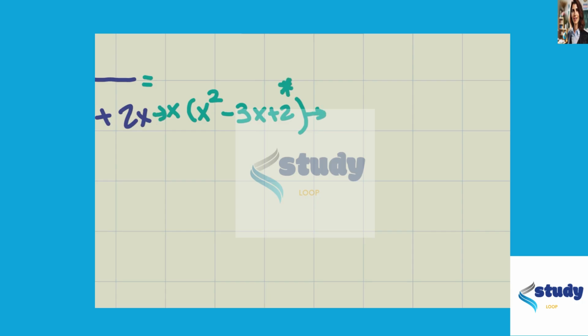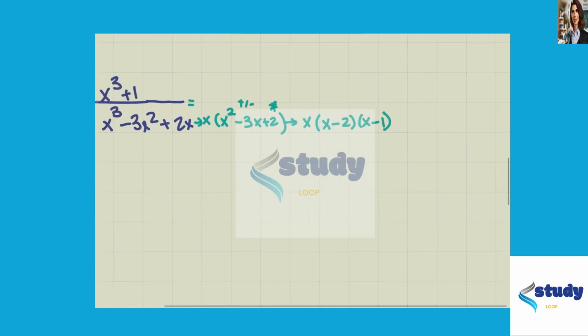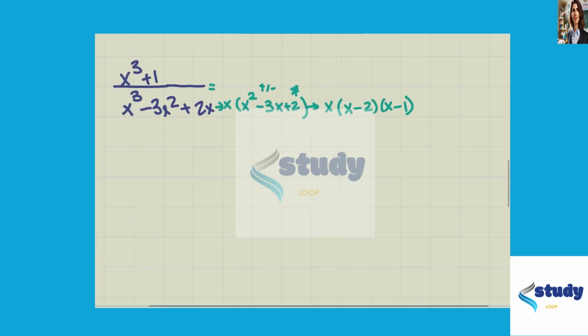And so the process we're thinking about there is, is there anything that multiplies to 2 and adds or subtracts to negative 3? And the answer is yes. It's going to be x minus 2 and x minus 1. Don't forget to take out your trash cans. And that is our factored form of our denominator.